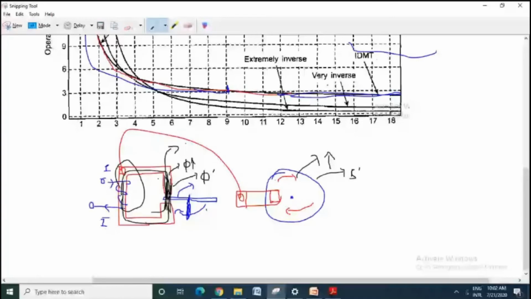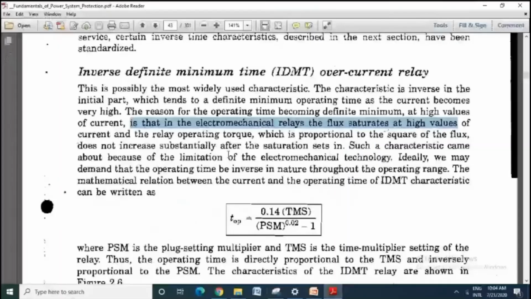And hence, if you create another flux which has the maximum value phi double dash, where phi double dash is much greater than phi dash, the speed for phi double dash will be the same as s dash, or we can say s double dash equals s dash. Now let's go ahead with this. And the relay operating torque, which is proportional to the square of the flux, does not increase substantially.